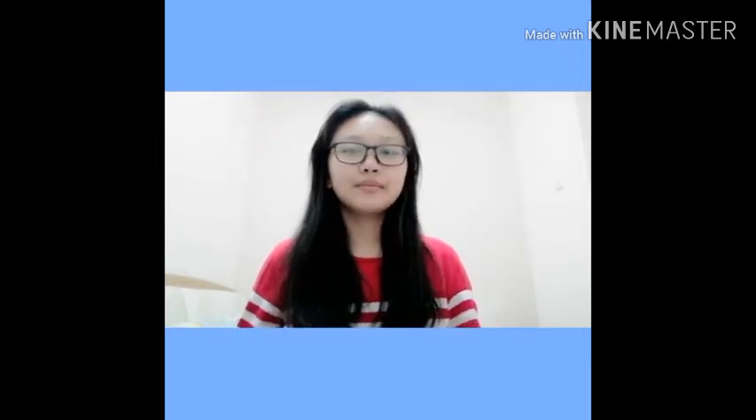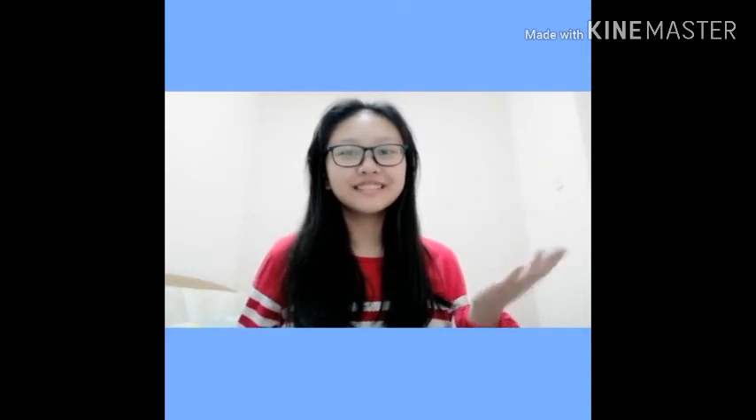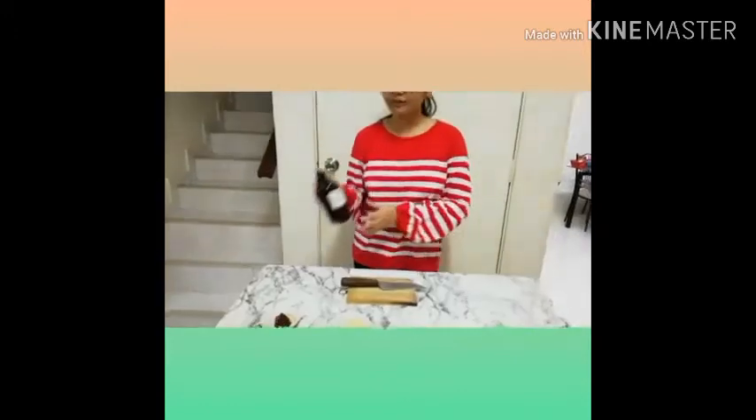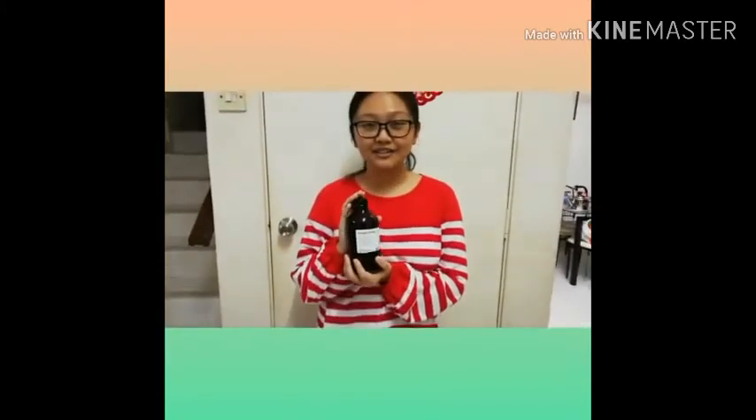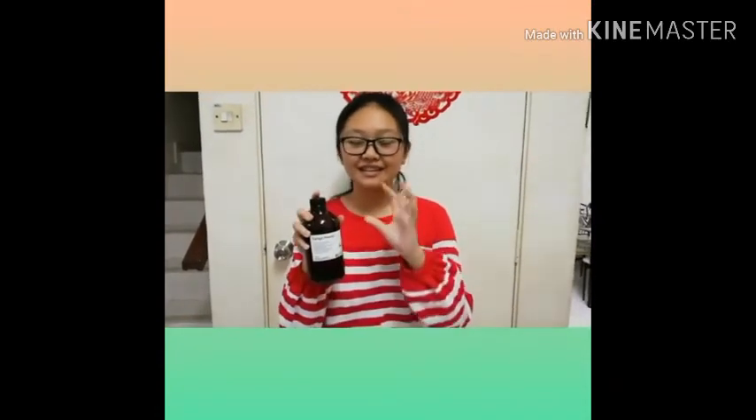Now that I've explained about catalase and hydrogen peroxide, let's get started with our experiment. So here are some materials and apparatuses you need for this experiment. One of them is the hydrogen peroxide, but of course we won't be using all of it. We'll only be using a small amount.